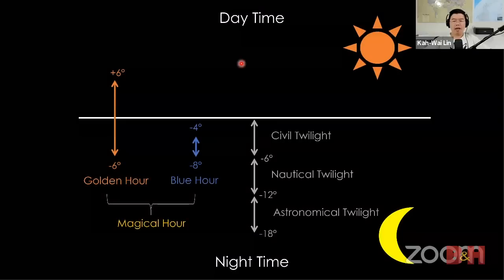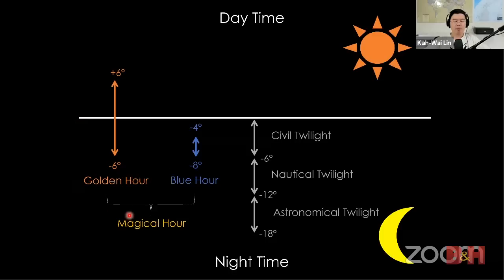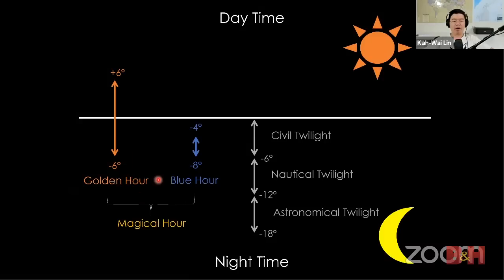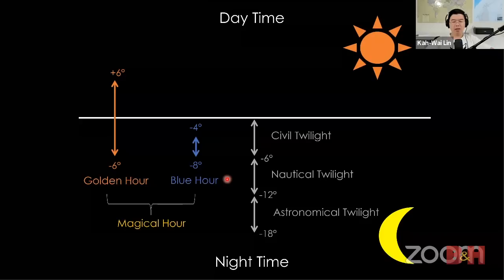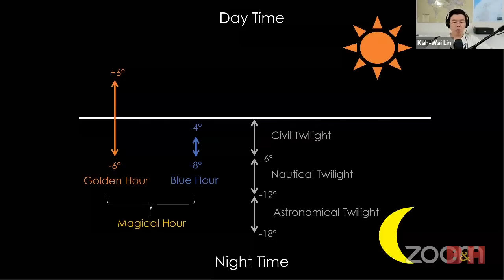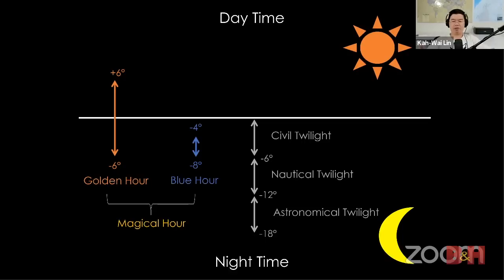So when we talk about natural light in landscape photography, we often focus on two moments. The first is called the golden hour, and the second is called the blue hour. The golden hour happens when the sun is between plus and minus 6 degrees around the horizon, so it happens around the sunrise and around the sunset. But the blue hour happens when the sun is between 4 to 8 degrees below the horizon, so it happens before the sunrise or after sunset. Golden hour and blue hour are collectively known as magic hour. As the name implies, magic always happens in this period of time.